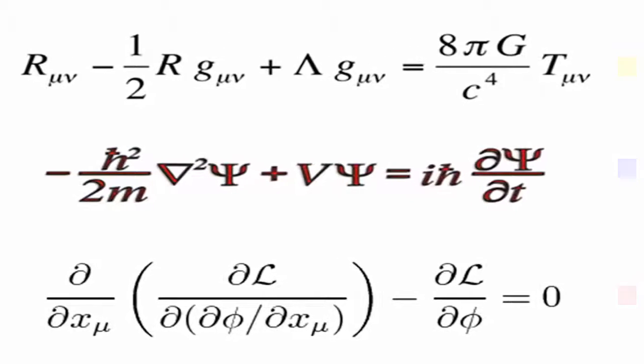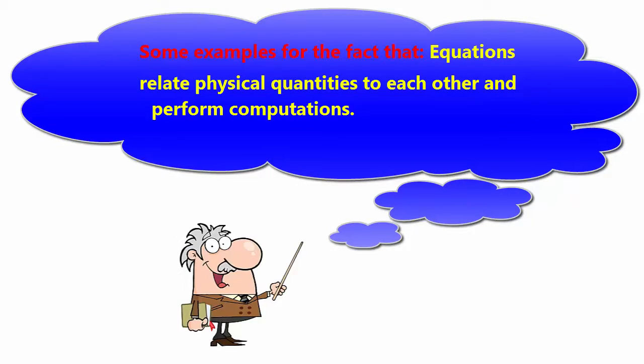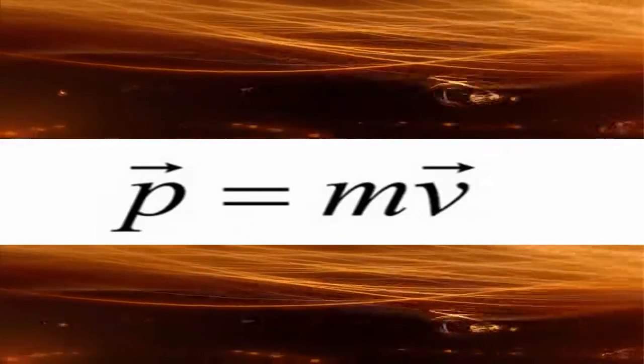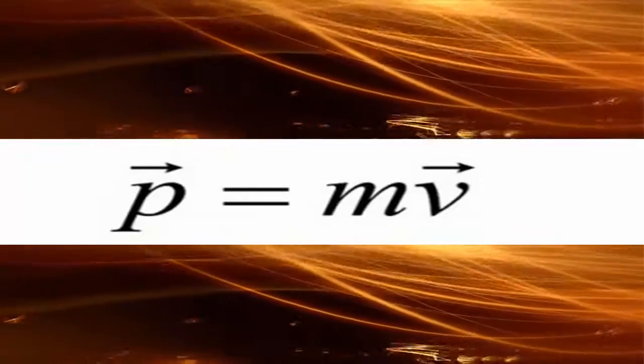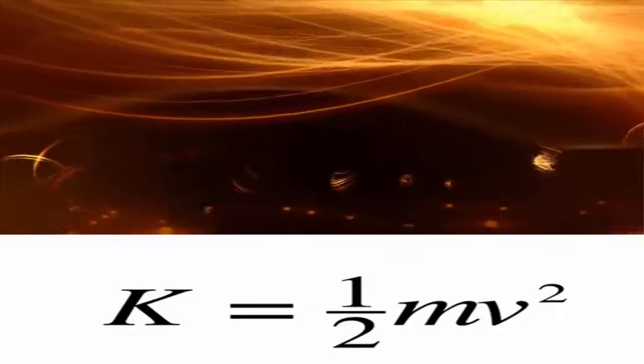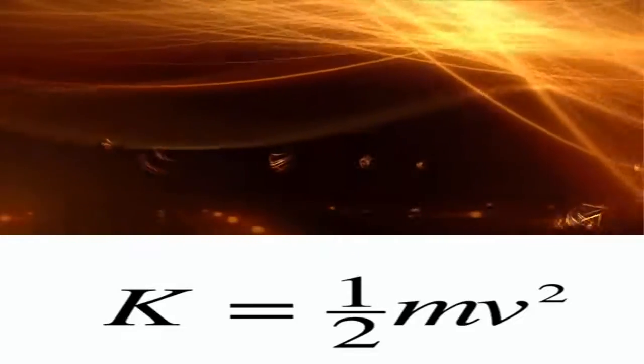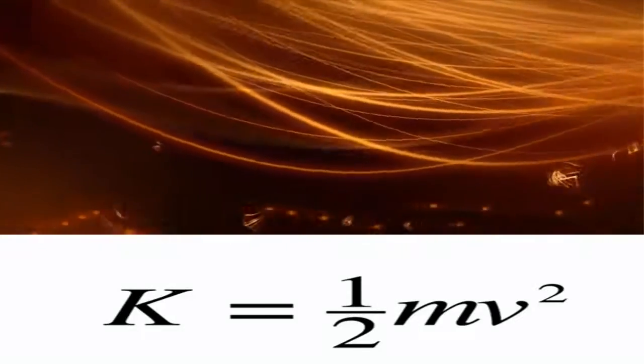of equations. Some examples for the fact that the equations relate physical quantities to each other and perform computations. The first equation, as a definition of density, relates density, mass, and volume. The second equation, as a definition of momentum, relates momentum, mass, and velocity. The third equation, as a definition of kinetic energy, relates kinetic energy, mass, and velocity.